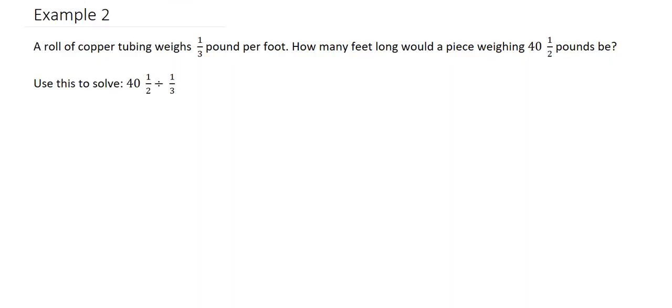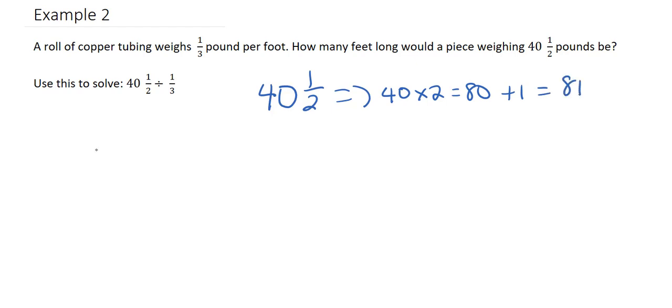So example 2, a roll of copper tubing weighs 1/3 pound per foot. So how many feet long would a piece weighing 40 and 1/2 pounds be? So we're going to use the following below. So we have 40 and 1/2 divided by 1/3. So let's take this 40 and 1/2 and convert this to an improper fraction. 40 times 2, well, that's 80. And then we add the 1, that's 81. So we get 81 over 2, and then we're going to divide by 1/3.